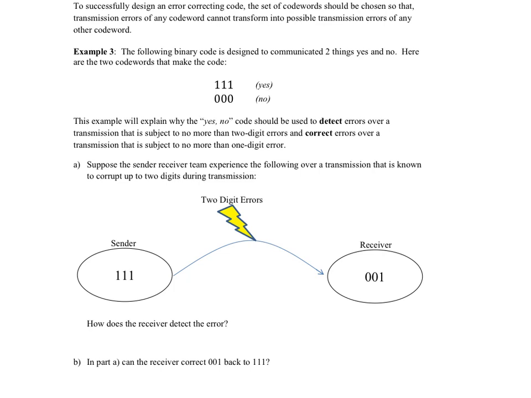So suppose the sender and receiver team experience the following error over a transmission that is known to corrupt up to 2 digits. So this time we're assuming up to 2 things can go wrong during the transmission. So for example, 111 is sent, and then the receiver gets 2 zeros and a 1. So how can we detect the error? Well, exactly the same as before. This received thing is not one of the items that are in our code, so we successfully detect the error.